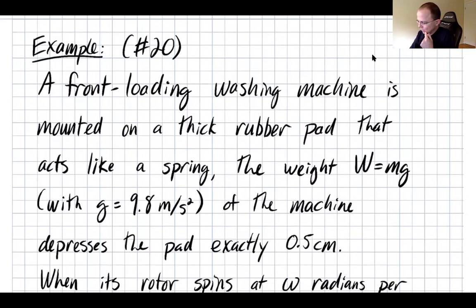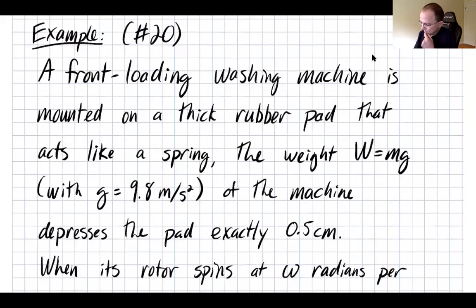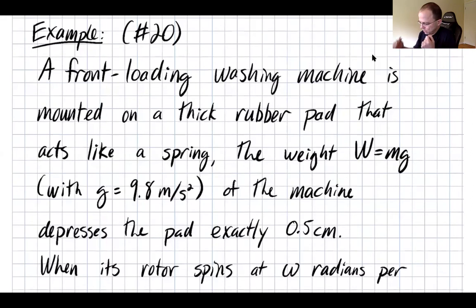So let's look at a situation like this where you have a front-loading washing machine. As it's spinning, it's going to be providing some up and down motion at a certain frequency. And if that washing machine is mounted on a thick rubber pad, then that thick rubber pad can act like a spring. And so this could cause resonance to occur if the machine is spinning at a certain frequency.